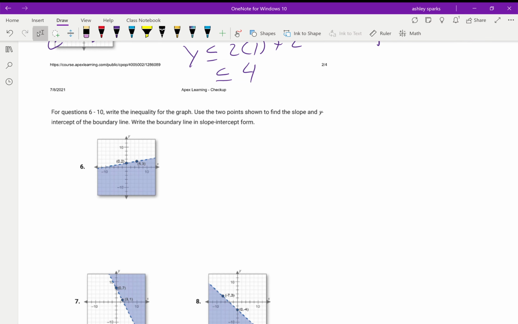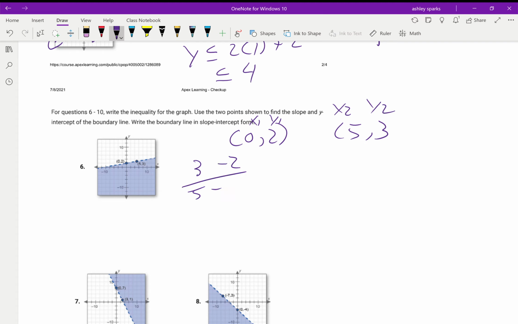For my next ones, it says write the inequality, use the 2 points to show your slope and y-intercept boundaries, write the boundary line in slope-intercept form. So we know how to do this. We've got to use that slope formula. We've got the points 2, 0, and 5, 3. x1, y1, x2, y2. So 3 minus 2 over 5 minus 0. That's going to give me a 1/5 for my slope. And my intercept, I already know, is right here at that 2, so I don't even have to calculate that.